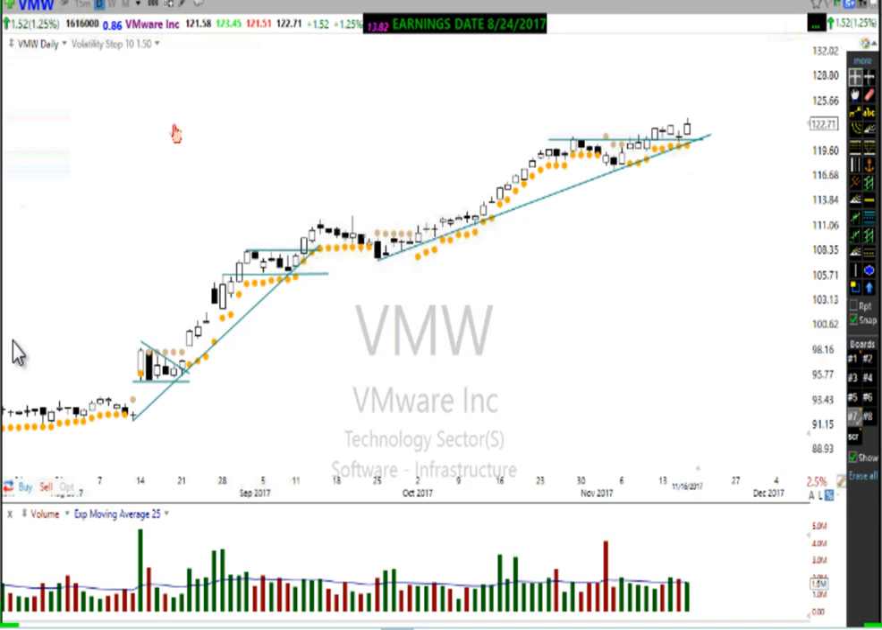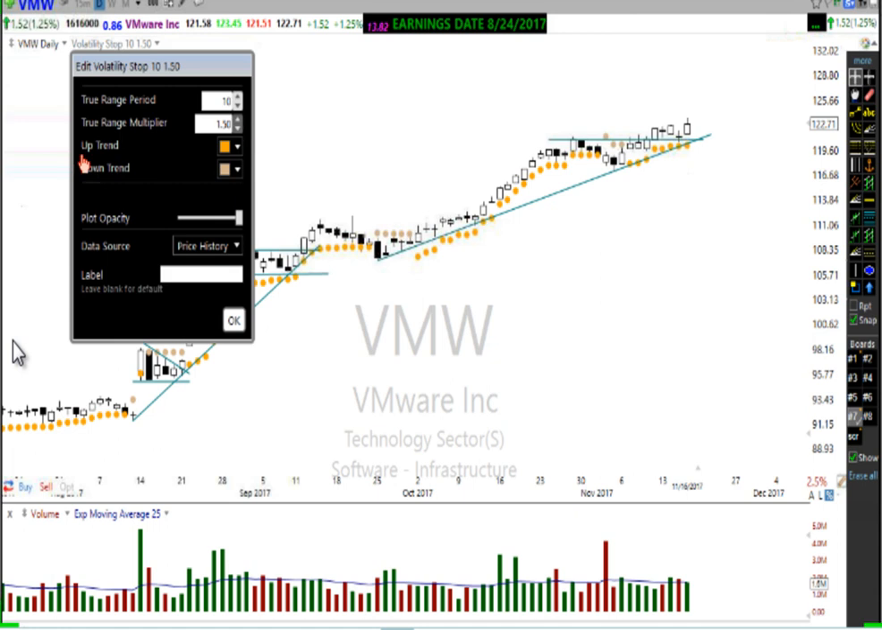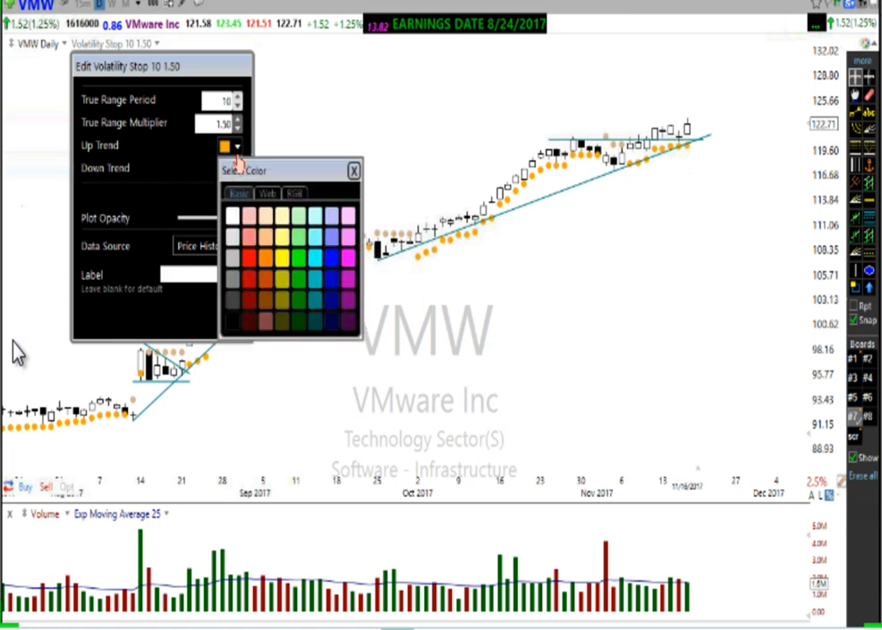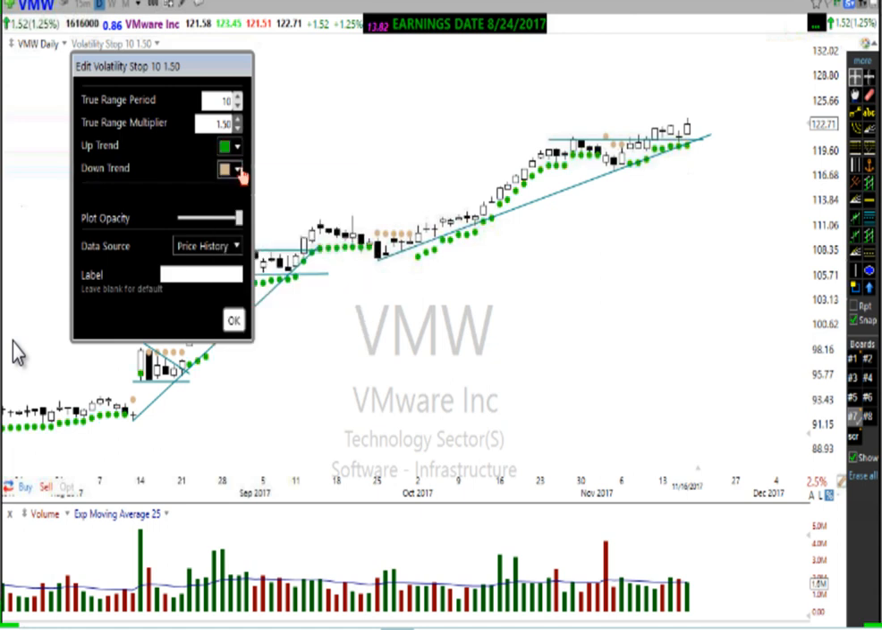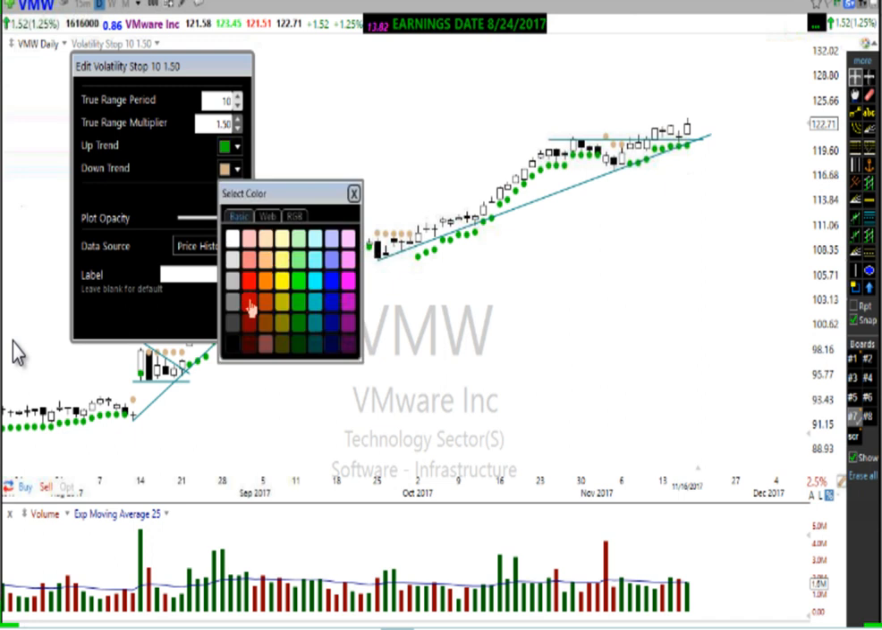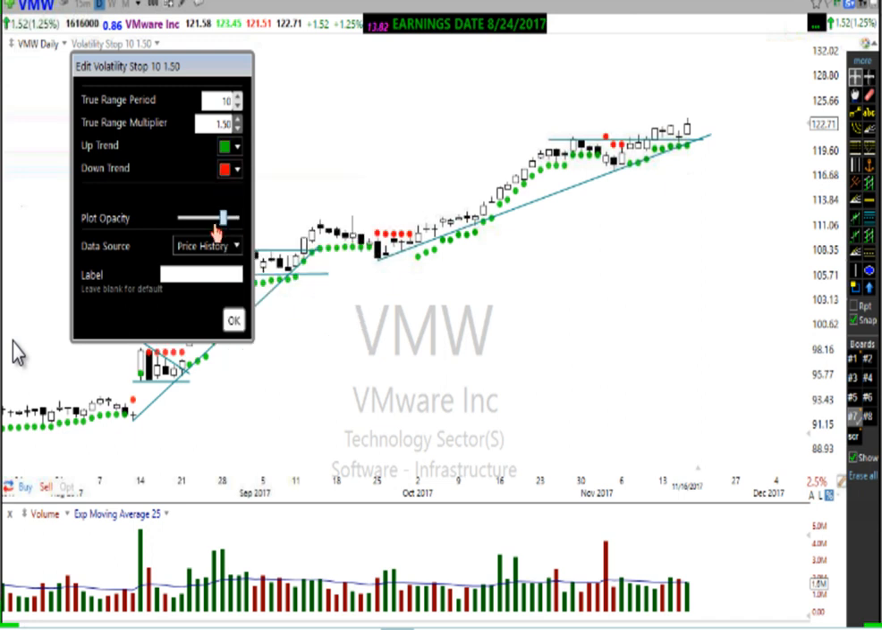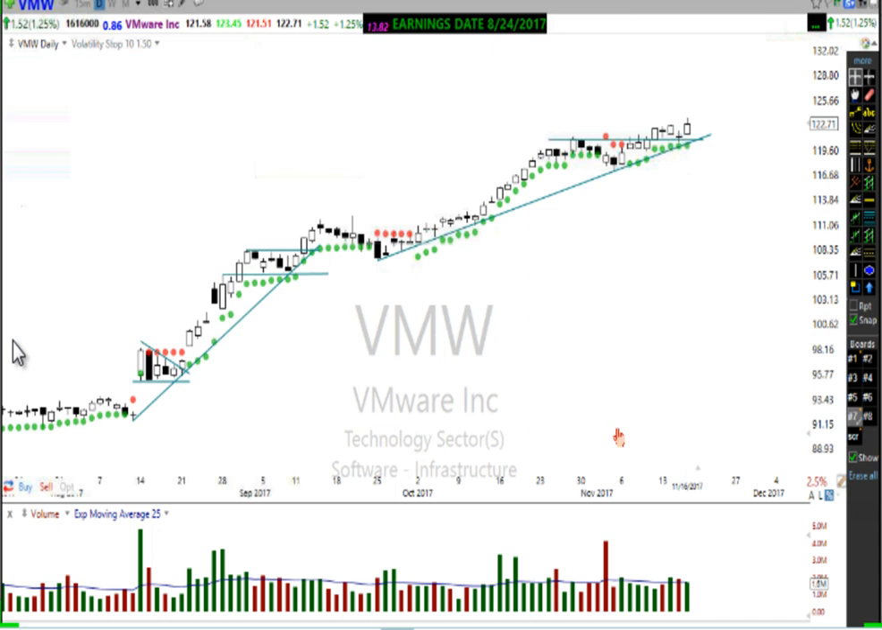Now, all I've got left to do is change my colors, whatever color you want on here. Uptrend, let's make it green. Downtrend, let's make it red. And then I'm going to always pull this back because I don't want it to be so bright it distracts me from the candles. I want to see the candles. So right there, that's how easy it was to add volatility stop right in your package.